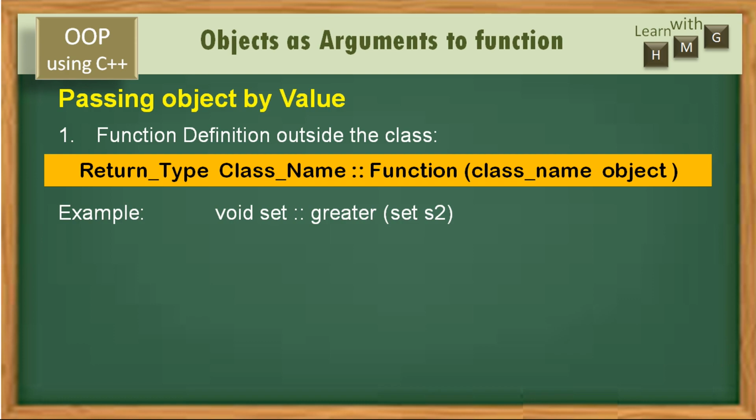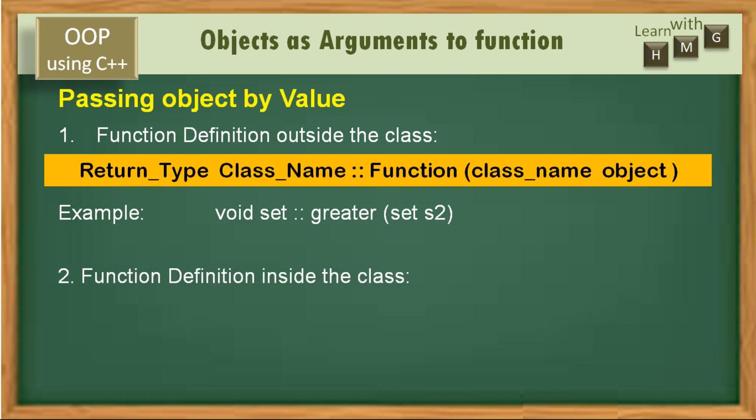For example, here greater is the function and s2 object is passed as an argument to this greater function. So the argument object is declared here as set s2. So set is the class of the object s2 and it is defined outside the class, and that's why set scope resolution operator is also mentioned, and it is a void function which is not returning any value.